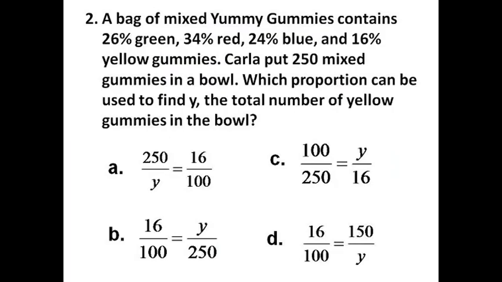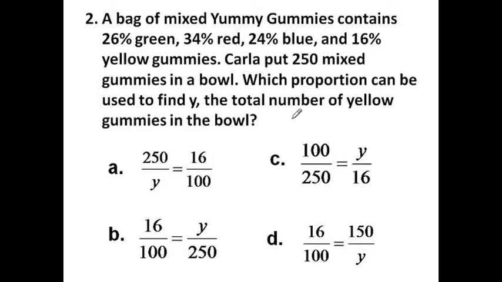This one here says, a bag of mixed Yummy Gummies contains 26% green, 34% red, 24% blue, and 16% yellow gummies. Carla put 250 mixed gummies in a bowl. Which proportion can be used to find Y, the total number of yellow gummies in the bowl? Here again, I'm going to use the process of elimination strategy. Let's see where that gets us.